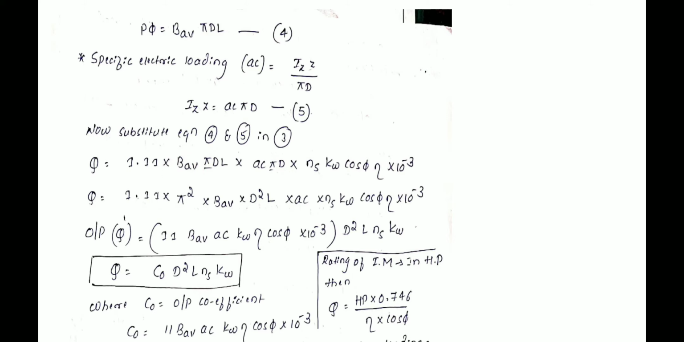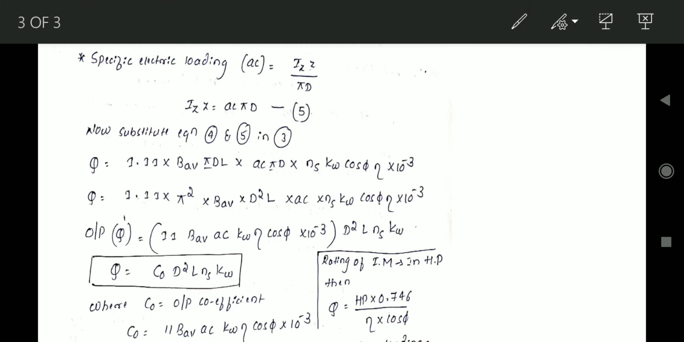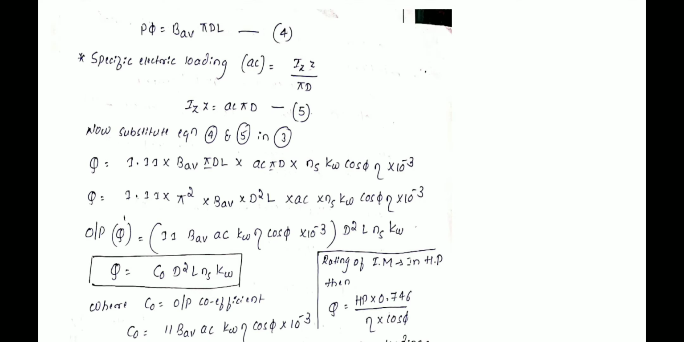Then see the equation here: 1.11. Here also 1 pi is there, here also 1 pi is there. That is the reason pi square I had written here. Then B average into B average I had written on one side. D is also there, here also 1 D is there, so it will be D square and L is remaining. L I had written here. Then AC I had written and the remaining factors will be the same: NS, KW, cos phi into eta into 10 raised to minus 3.